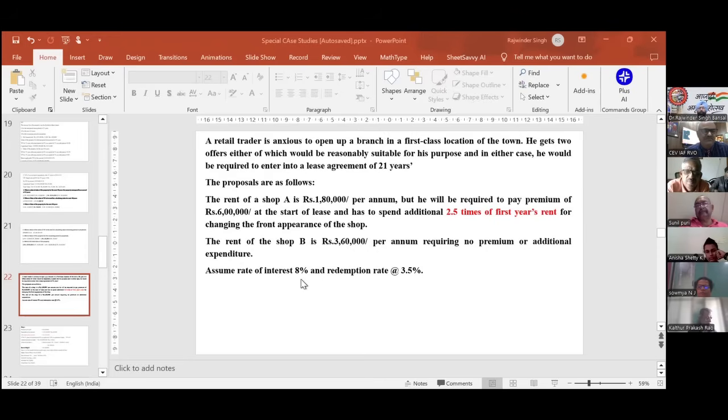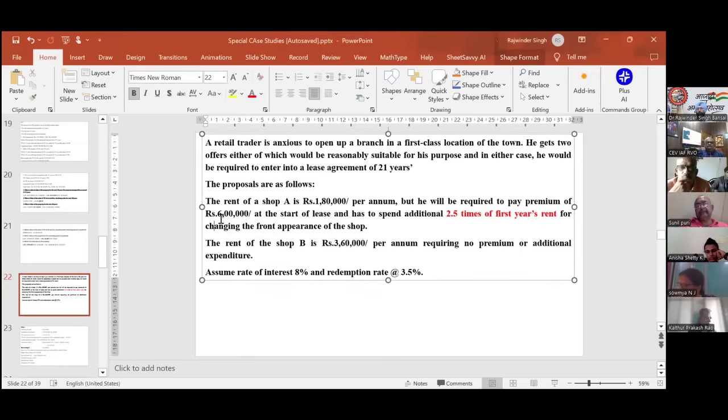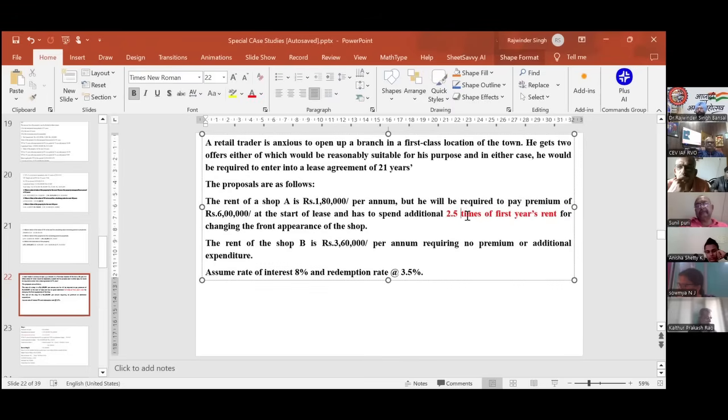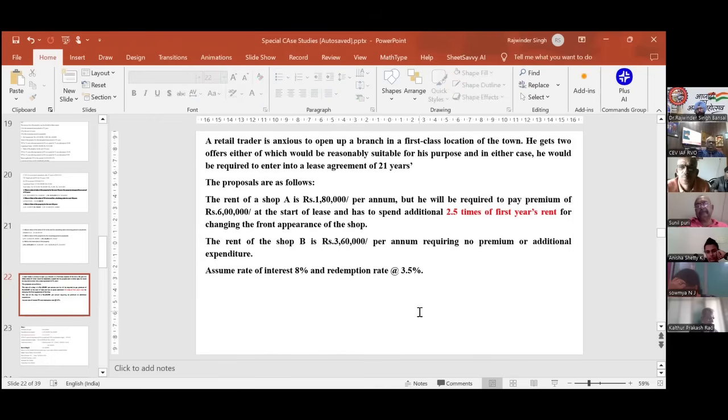Yes sir, please continue. See here, how we will proceed. So we will check which of the two options will be better. For the first proposal, see, the rent is 1,80,000 per annum, but he has to spend. First, he has to give a premium of 6 lakh, and second, he has to spend an amount of 2.5 times the first year's rent on renovation.